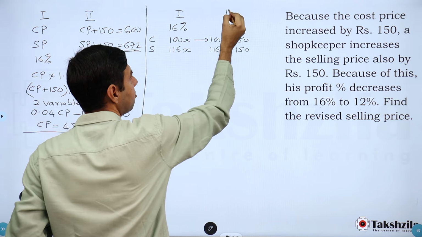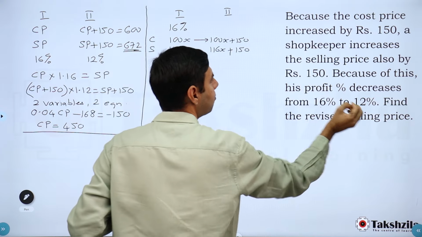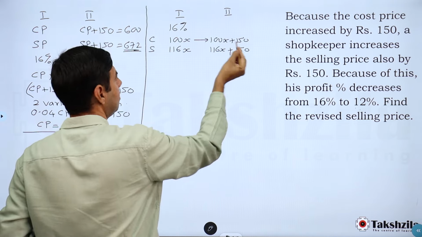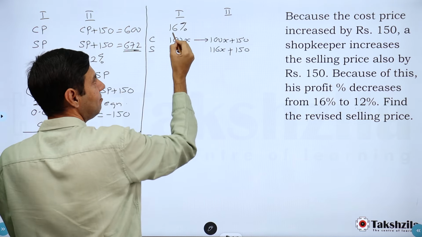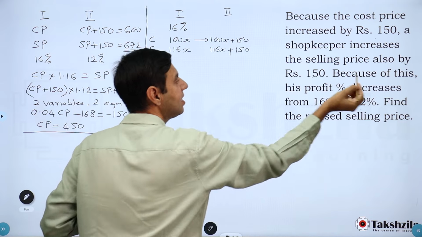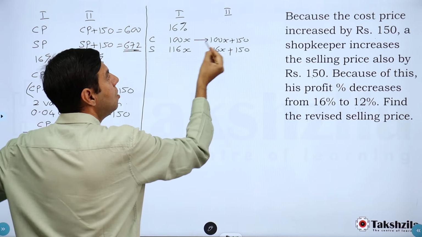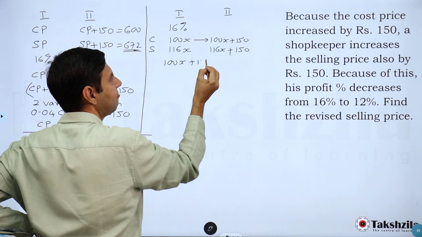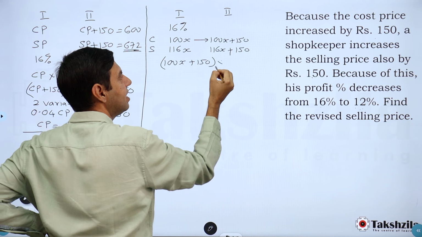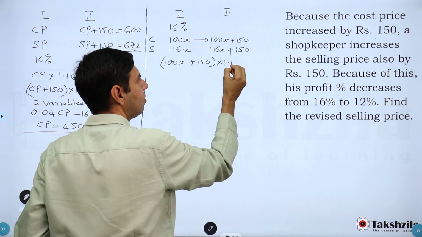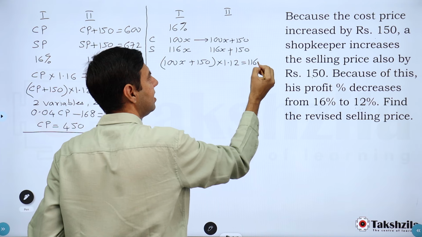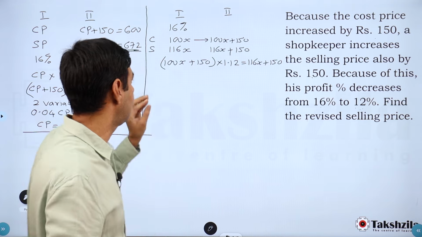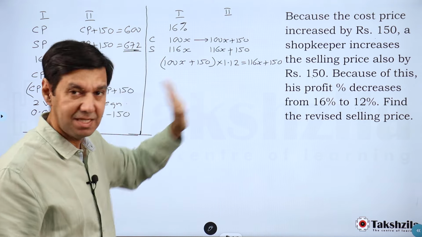And this is your second situation, and in the second situation I know there's a profit of 12%, and if there's a profit of 12%, you can pretty much do that same idea, right? So here you started with this, then you took the 150 increase, and later you're using the 12%, right? So how do you use the 12%? You start with your cost plus 150, increase it by 12%, that is 1.12, and this becomes 116x plus 150. So at least instead of two variables, there's only one variable here, so it seems this is easier.